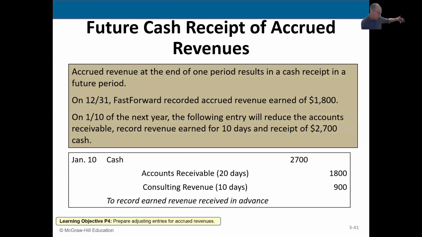Now, here we go into January 10th. On January 10th, the customer pays us the contract amount, $2,700. So I debit cash, $2,700. I credit the accounts receivable of December, 20 days, $1,800 to reduce the customer's accounts receivable. And I credit the remaining balance in revenue, $900. This records the receipt of the cash for the payment.